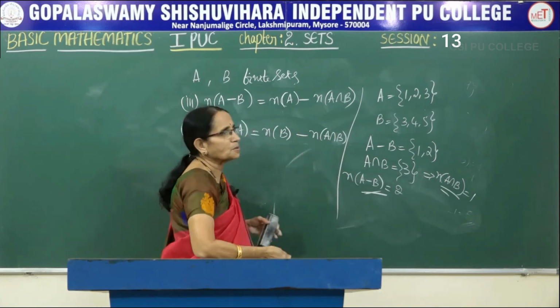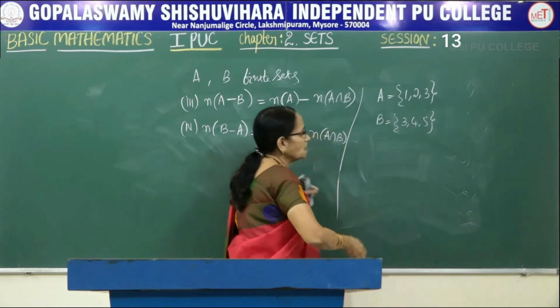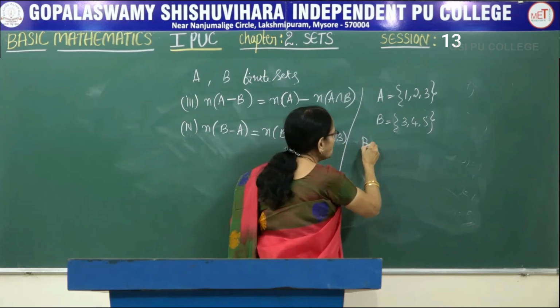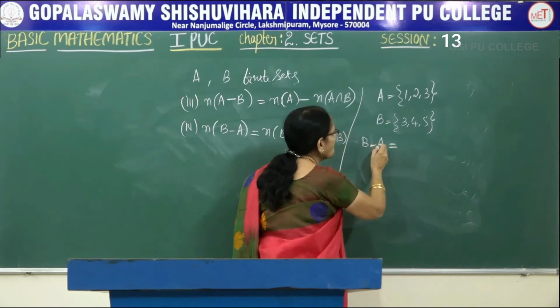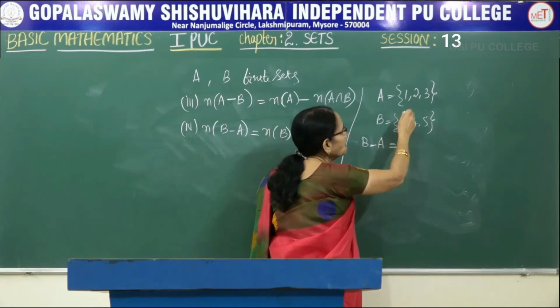Now take the same example here. A is 1, 2, 3. B contains 3, 4, 5. Let me write B minus A. B minus A means those elements which are present only in B, not in A.